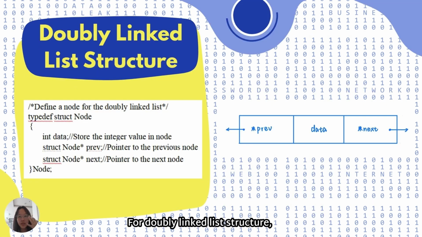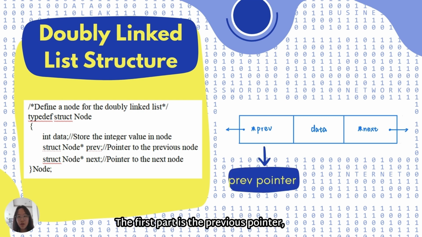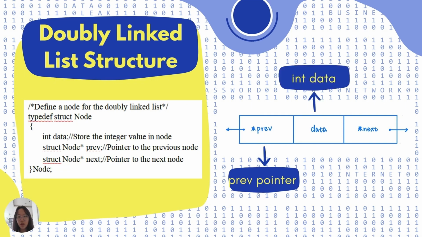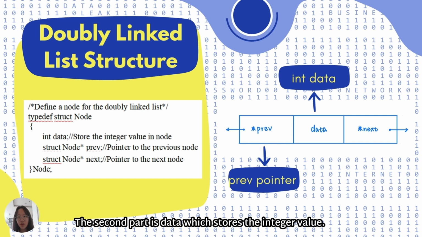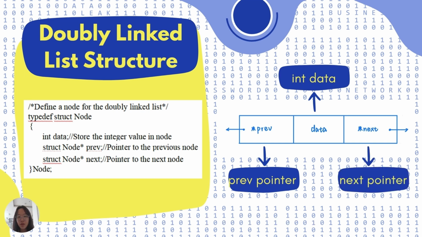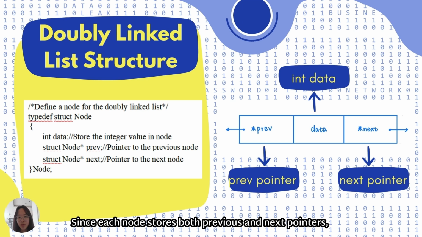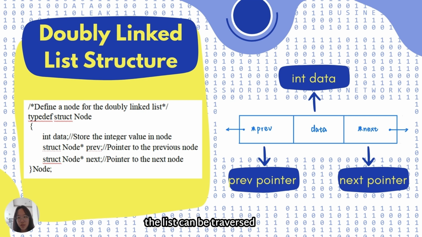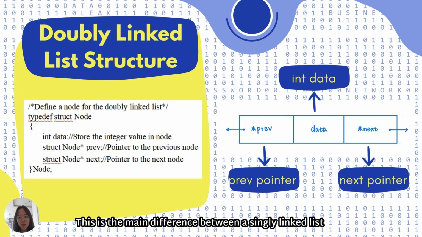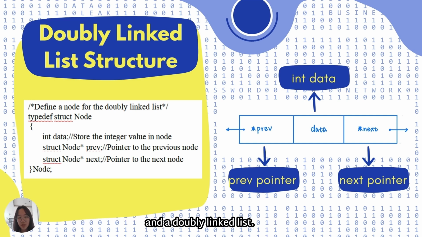For double linked list structures, each node contains three parts. The first part is the previous pointer, which points to the previous node. The second part is data, which stores the integer value. The third part is the next pointer, which points to the next node. Since each node stores both previous and next pointers, the list can be traversed in both forward and backward directions. This is the main difference between a single linked list and a double linked list.